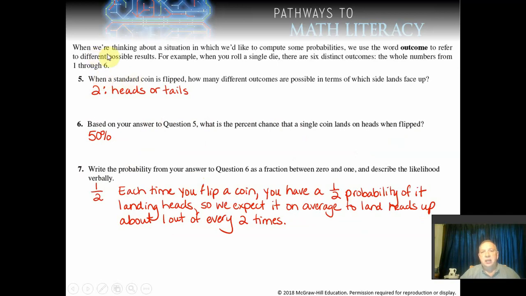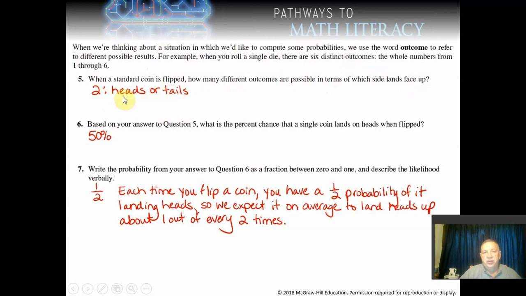So when we're thinking about these situations and computing probabilities, we use the word outcome to refer to different possible results. The 1, 2, 3, 4, 5, 6, those are the outcomes. And then we have the possibility out of the 6 distinct outcomes. When a standard coin is flipped, how many different outcomes are possible in terms of which side lands face up? Well, there's 2 possible outcomes, heads or tails.